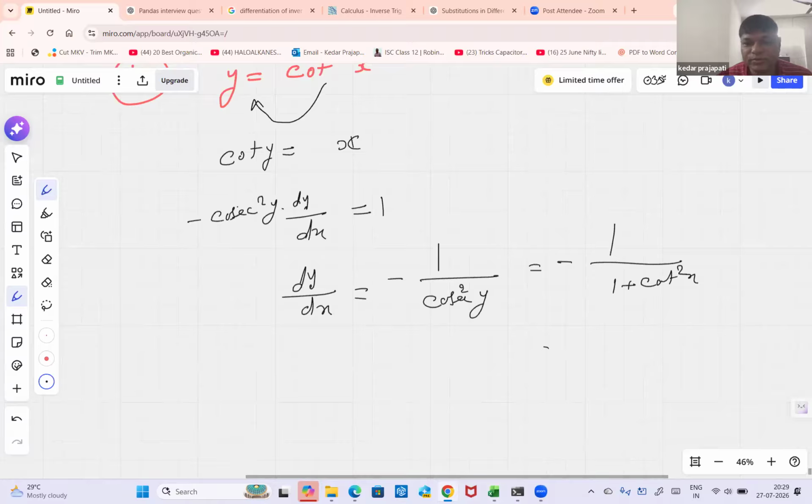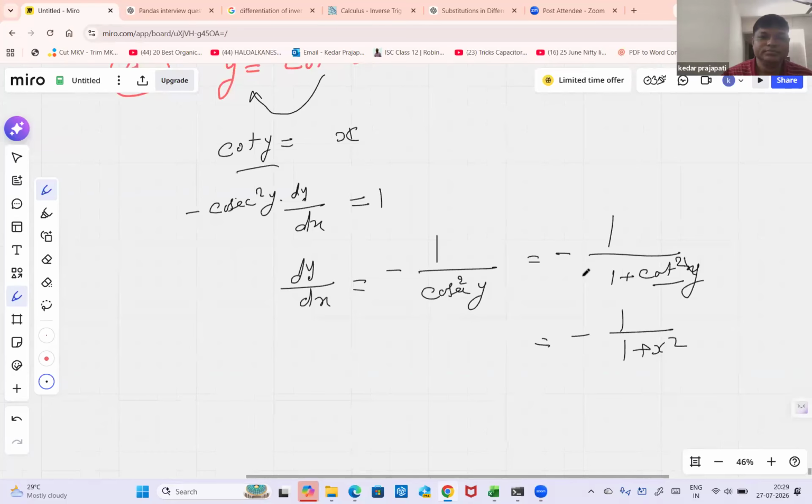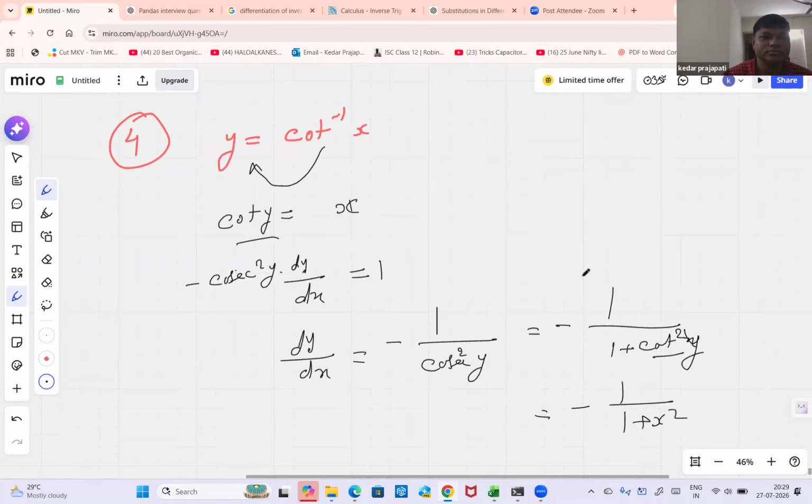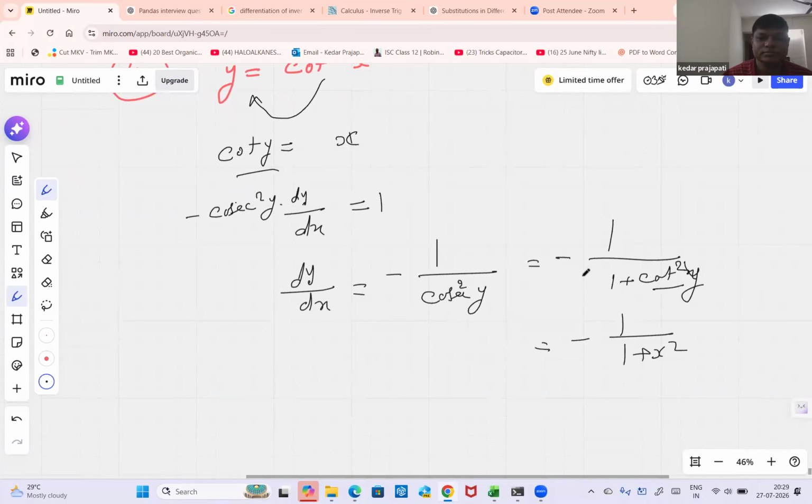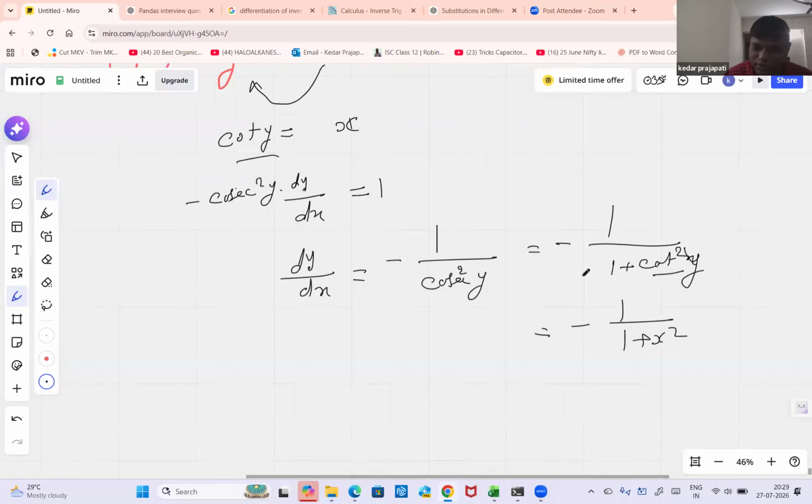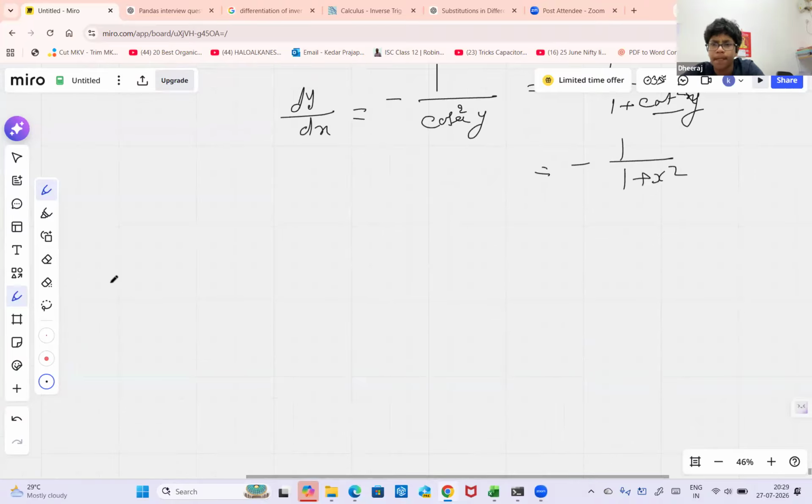Cot is how much? Cot y, not x. You should not confuse x and y, okay? Otherwise the answer will not come. Cot y is x, so this is minus 1 by 1 plus x square. Clear, sir? Any doubt, then tell me, I will repeat.